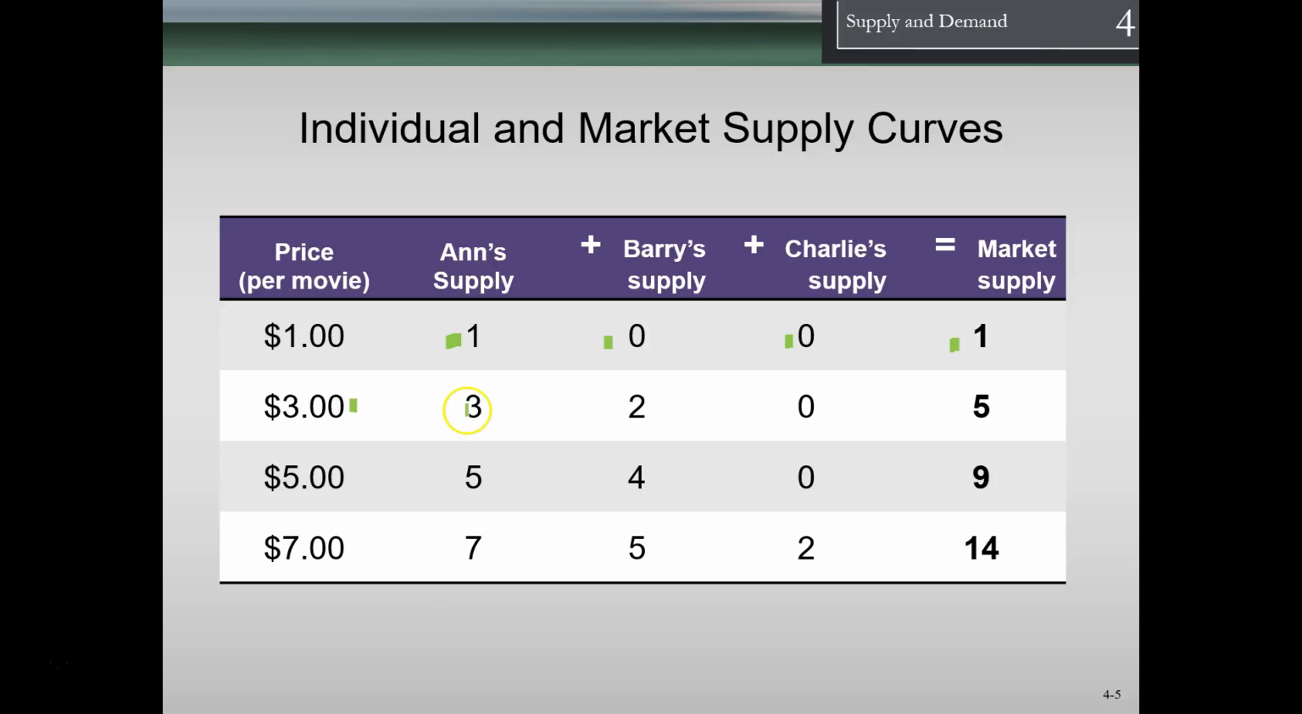So if Ann comes in, she's going to make 3, then Barry's going to make 2, and Charlie's still not going to come in, so the 3 and the 2 is 5. If the market brings the price up to 5, Ann's going to make 5, Barry 4. Charlie's still not going into the market. We've got 5 and 4, which is 9. And if the price goes up to 7, then Ann 7, Barry 5, and Charlie finally enters the market at 2, bringing it up to 14 total market supply.